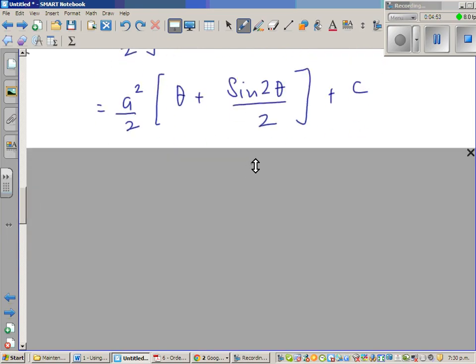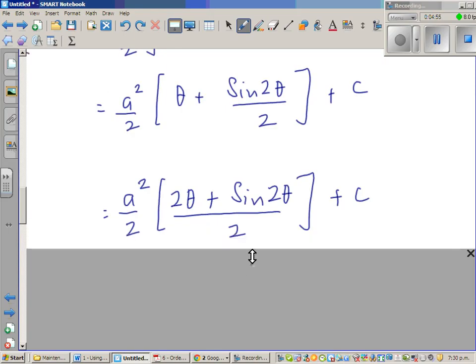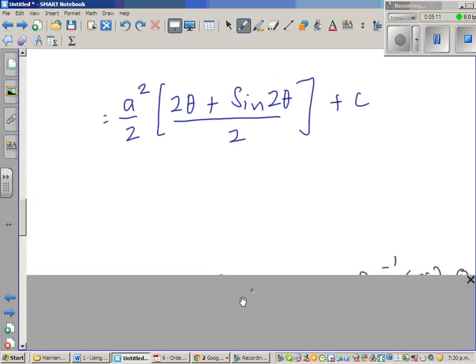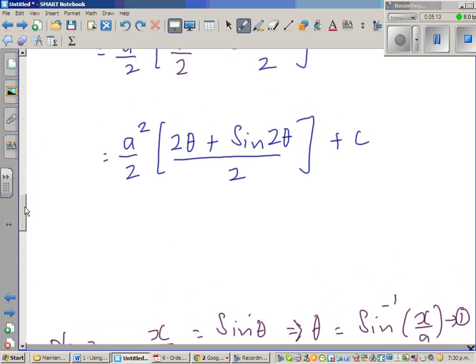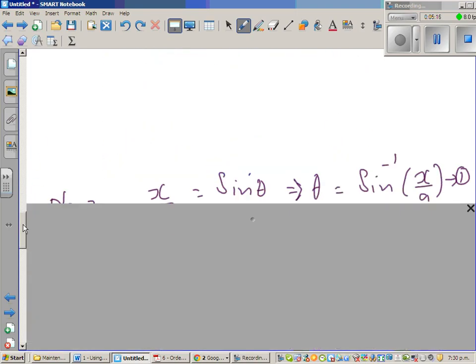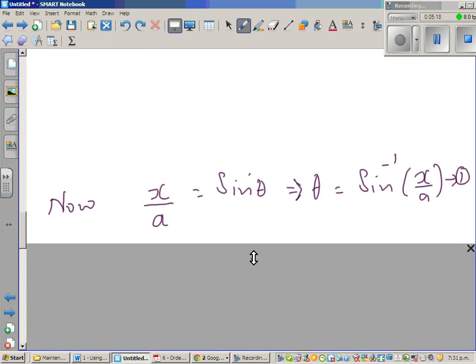We're almost there. Now I'm multiplying this 2 theta over 2, which gives 2 theta plus sine 2 theta over 2. So this is the form. Now we'll come back to the substitution. This was a trig substitution, that x over a is sine theta, so theta is sine inverse of x over a. So that's result 1.